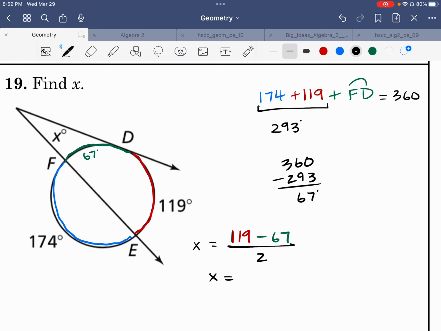We go 119, take away the 67. That's 52. So we have 52 over 2, which comes out to 26. So we know that x is 26. Just give me a second, I want to double check my math on this guy. 52 over 2, 26. Yeah, looks good.